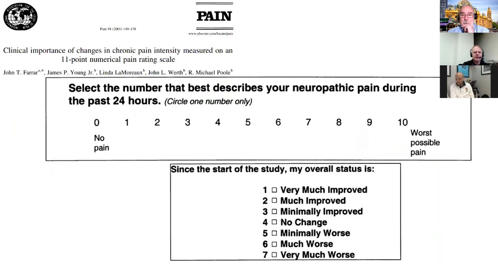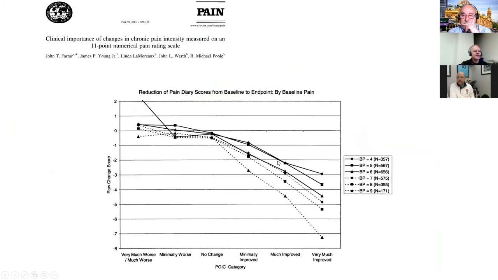Here was our pain study. Righto, so this is where we need to be. Let's just presume that this pain scale is exactly perfect. There's no noise in it whatsoever. Then we'd have to say, for somebody with a baseline pain of 4, so that's the diamonds on here, to be minimally improved, they want to be 1 out of 10.